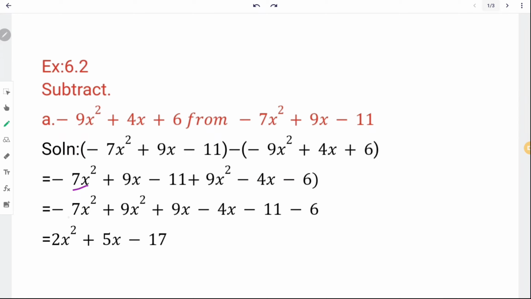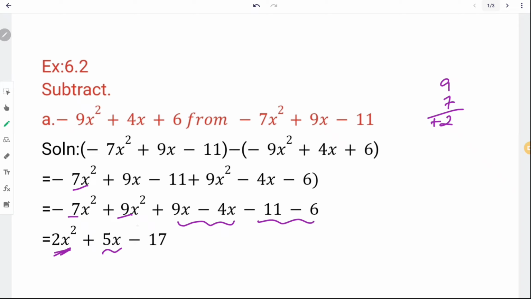So the first is what? Minus 7, the other is 9, so we have 9 and then 7, right? So we're going to get 2. But when you look here, plus is greater, right? So it will be plus 2, or we're going to have a plus 2x squared. Now let us look at these two again. 9x minus 4x. Once again, plus is greater, so 9 minus 4, we're going to get 5, so 5x.